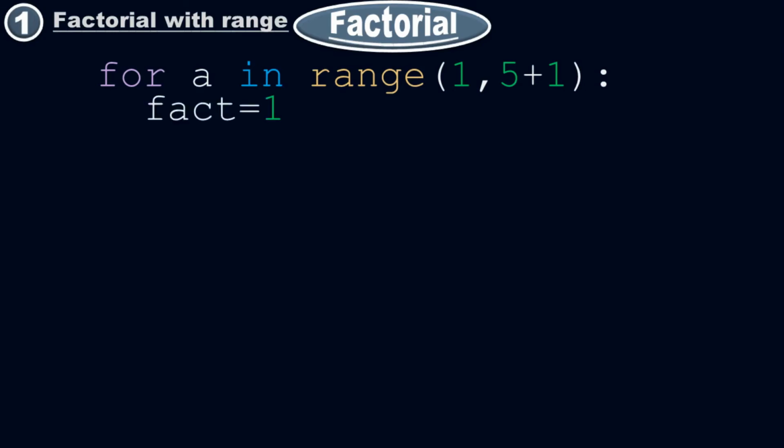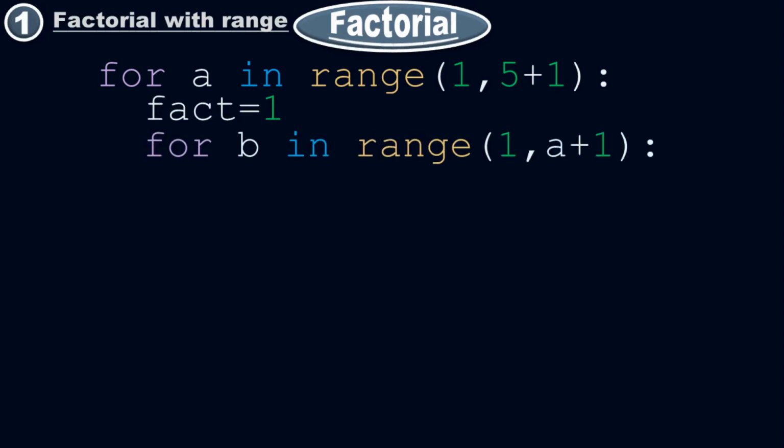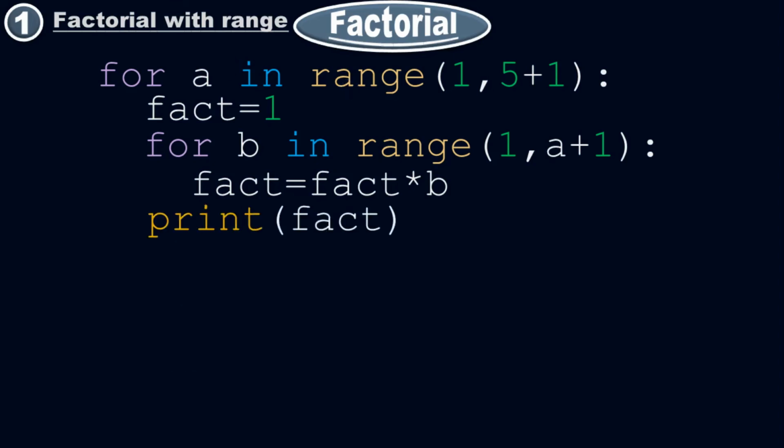Example number 1. Let me take again the same example, but this time I'm going to put a. For a in range of 1, 5 plus 1, factorial equals 1. For b in range of 1, a plus 1, factorial equals factorial times b. Print out factorial, you will get the same output.